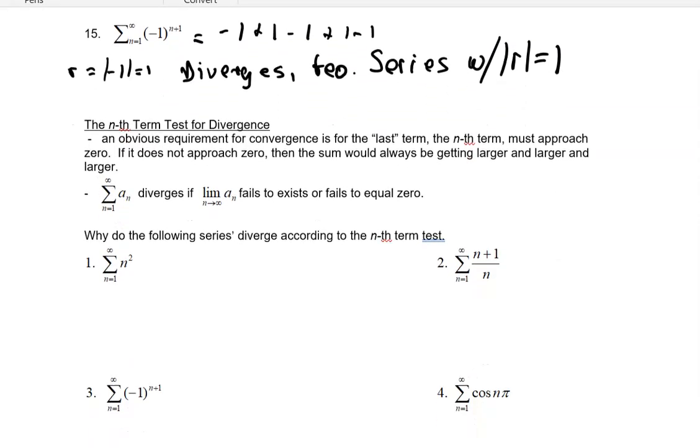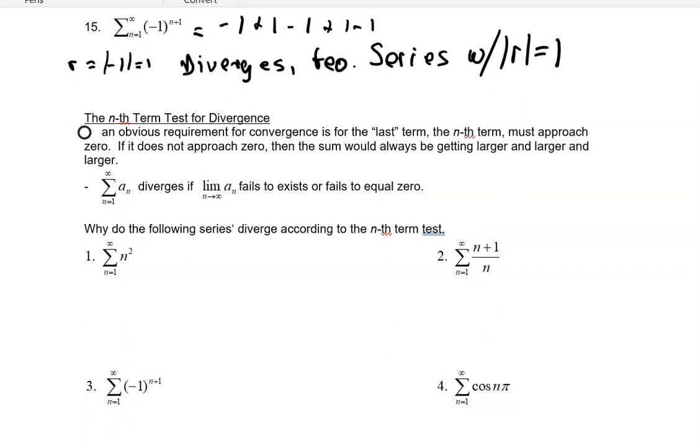The next thing to determine if a series would converge or diverge is what we call the nth term test. So it says an obvious requirement for convergence is for the last term, and the last term is our nth term. That last term must be approaching 0. If it does not approach 0, then the sum would always be getting larger and larger and larger. Therefore, the series would have to diverge.